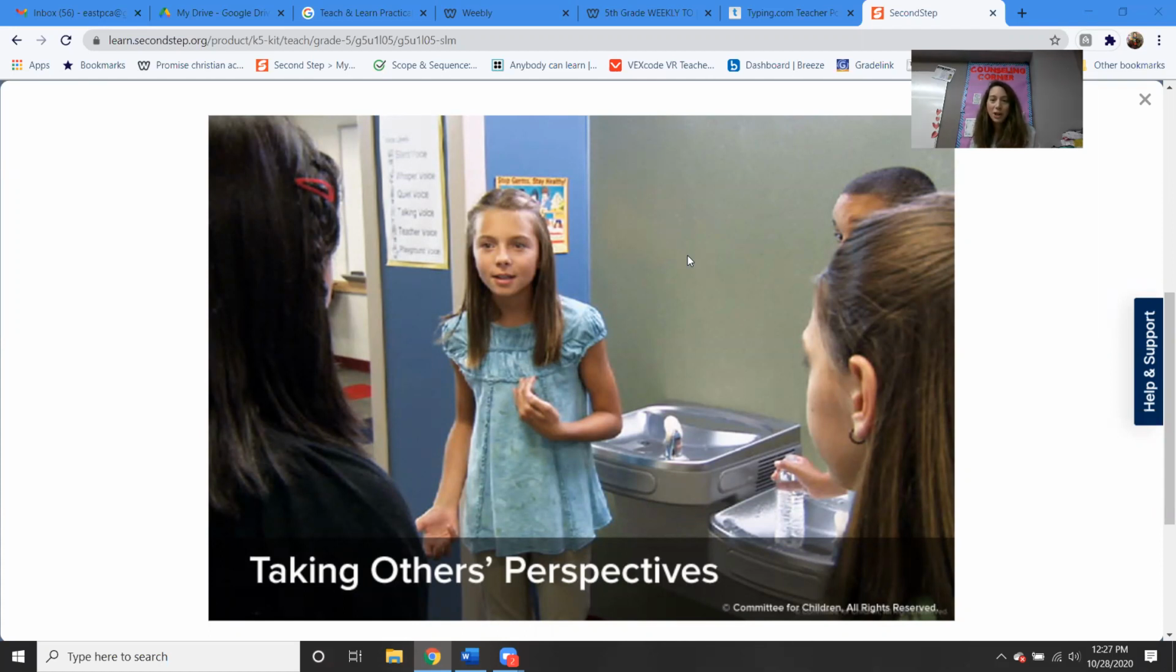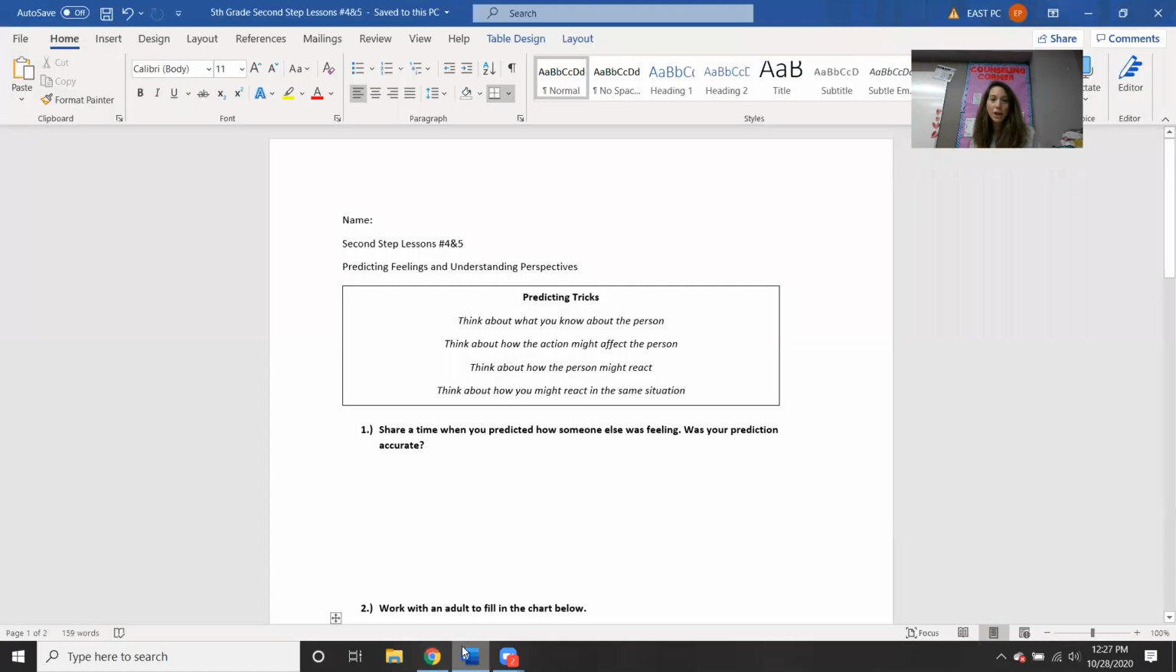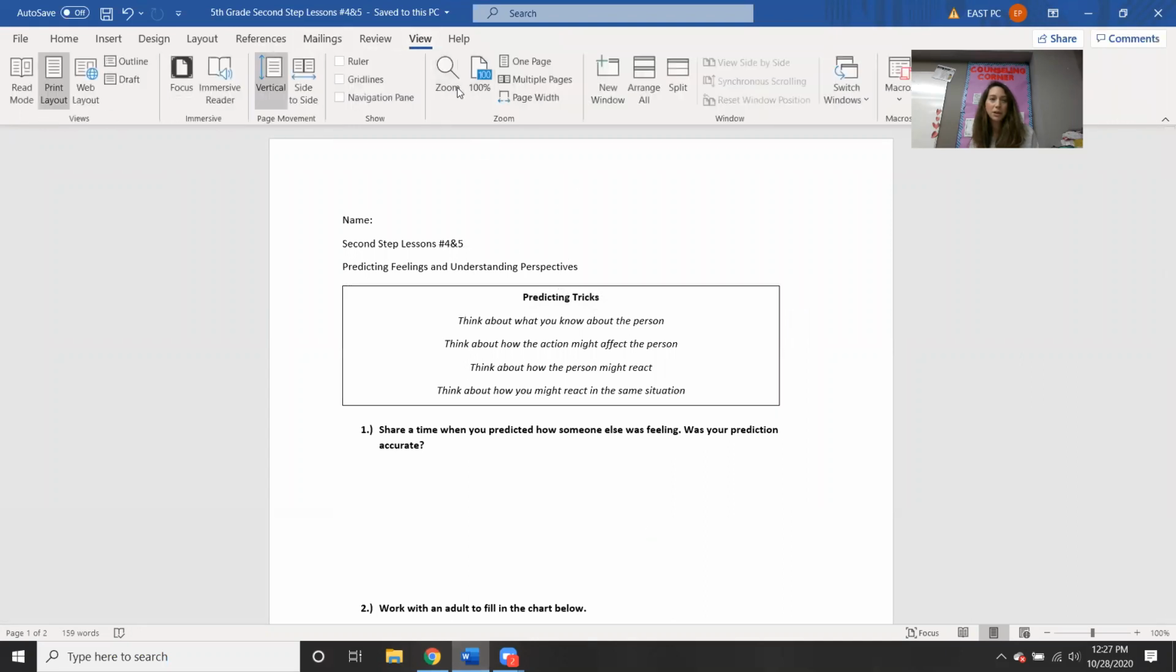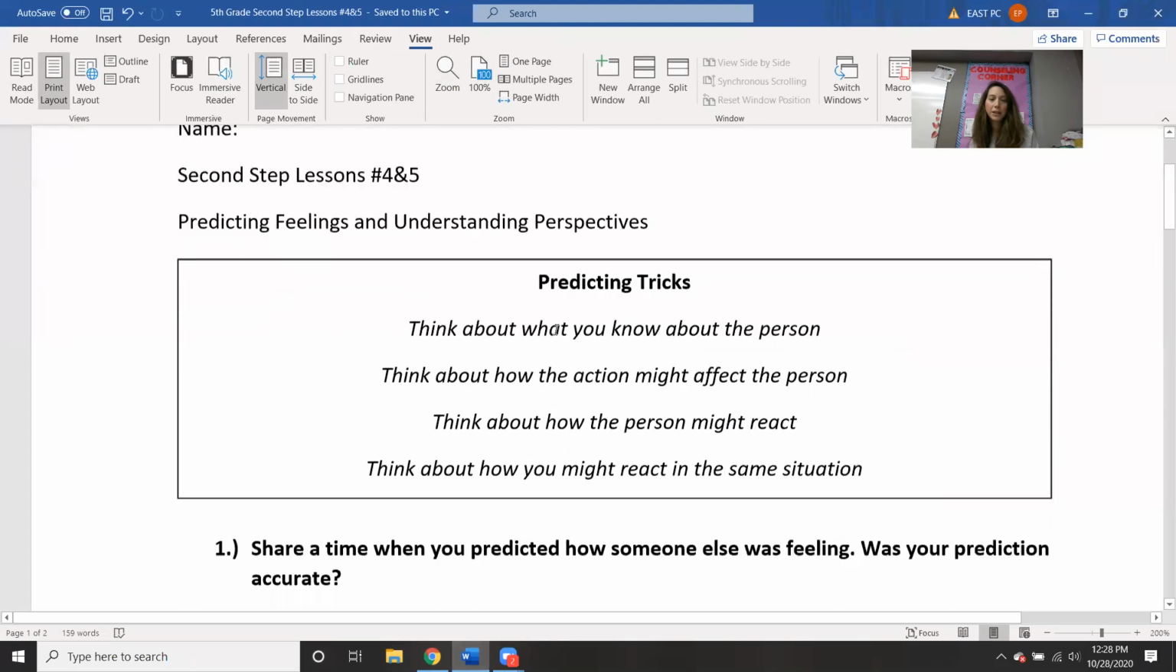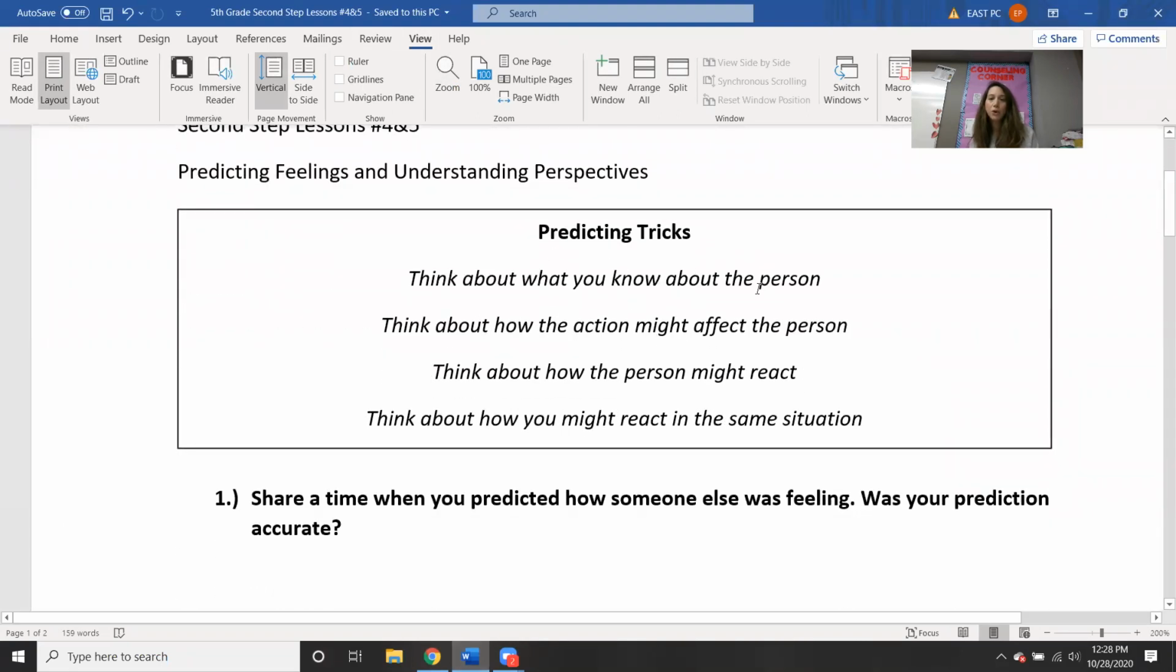So let me show you guys what you're going to be working on this week. Everybody's going to get this doc. You can open it in Google Docs. And it has some tips, predicting tricks. Let me make it a little bit bigger because I know this is hard to see. I'll zoom in. So it gives a few predicting tricks. Think about what you know about the person. Think about how the action might affect the person. Think about how the person might react. And think about how you would react in the same situation.